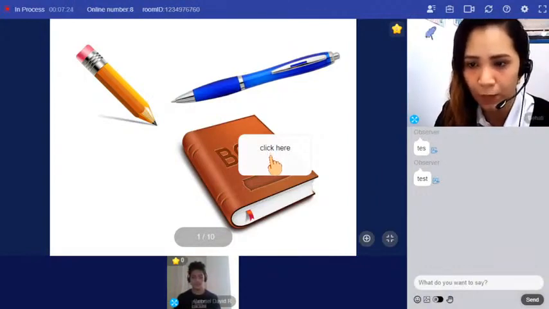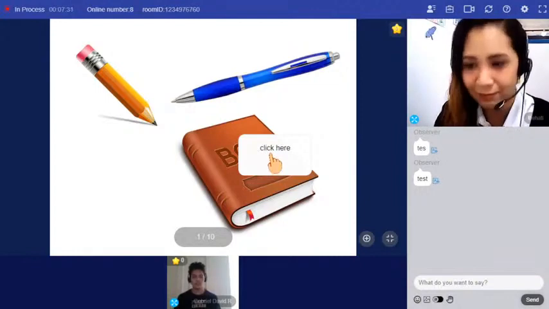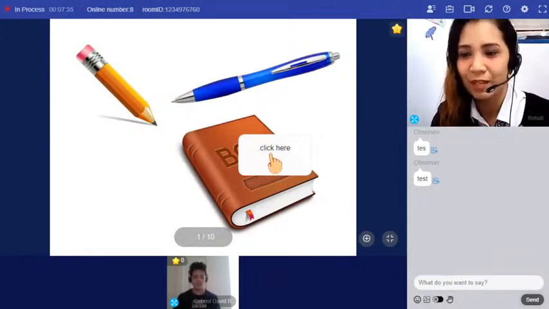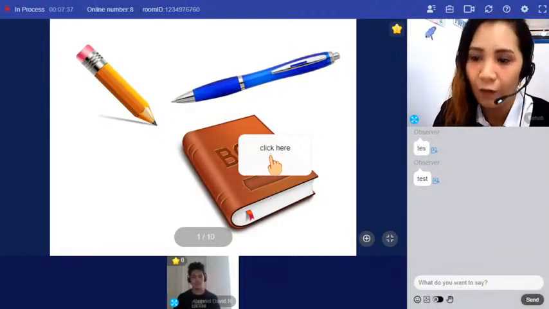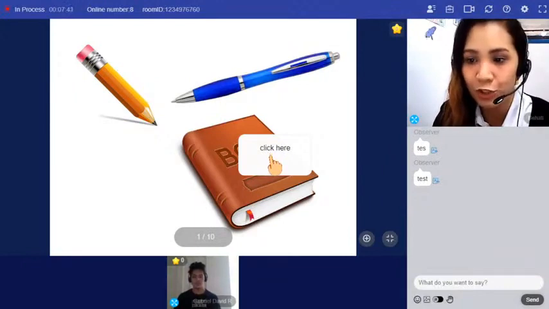Does it often snow in the warm countries of the world? No, it doesn't often snow in the warm countries of the world. It rarely snows in the warm countries of the world.